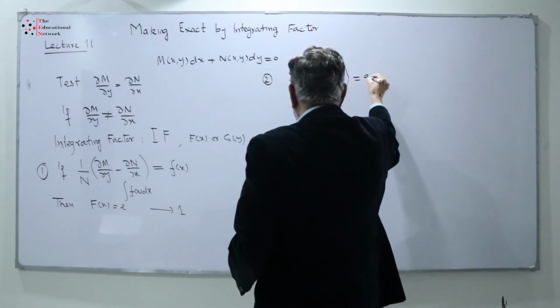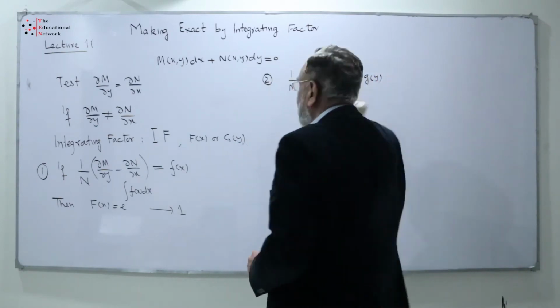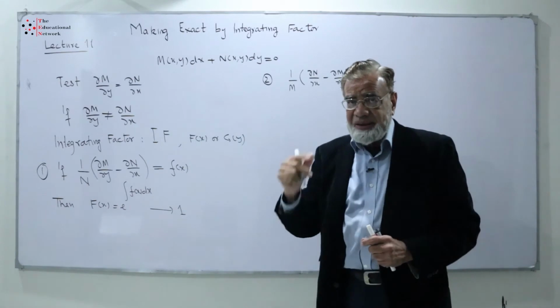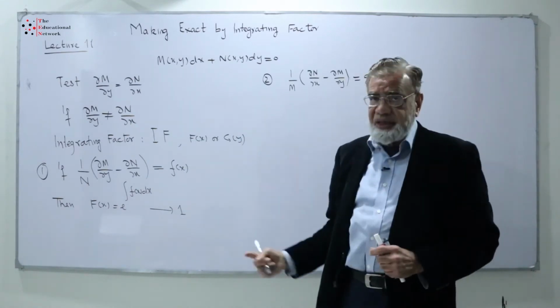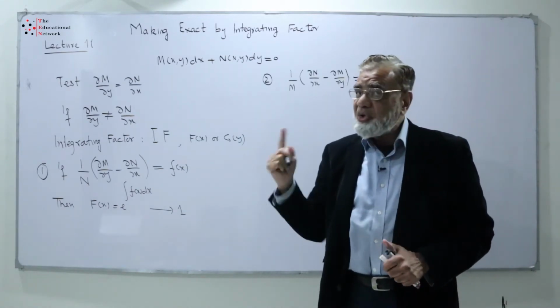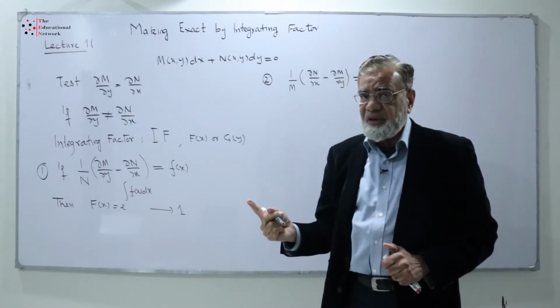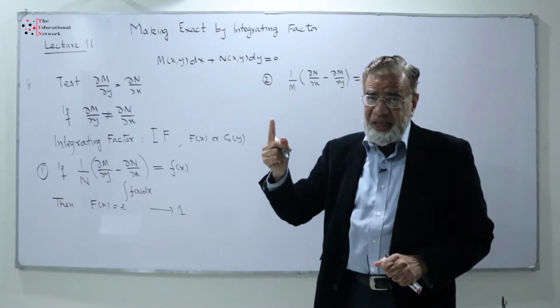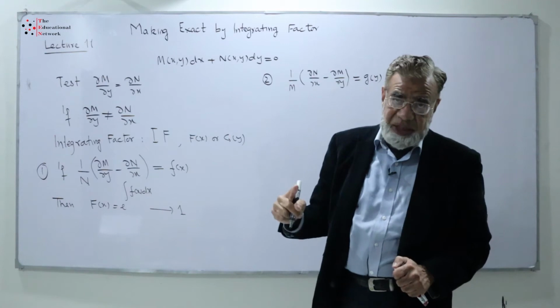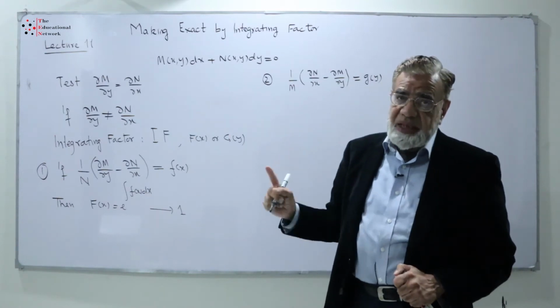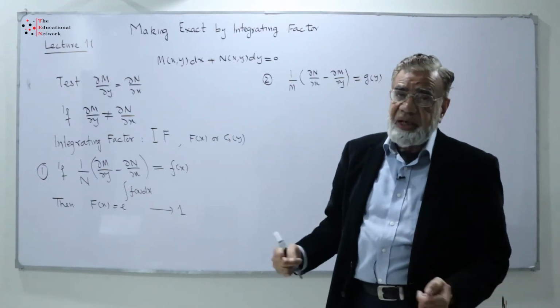If it comes out to be a function of y, a function of one variable, again I am saying this must come out either as a function of x or a function of y. If we are not going to get this, it means we can't find the integrating factor, and we can't make the equation an exact differential equation by multiplying by an integrating factor. If we get it, then we can make an exact differential equation and we can solve it.